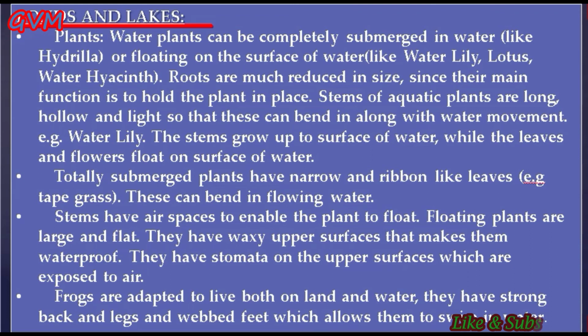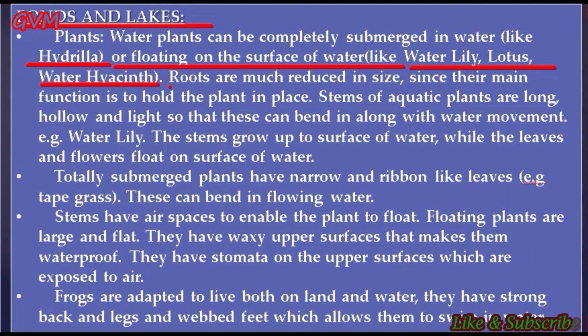Now students, the next kind of aquatic habitats are ponds and lakes. Students, the plants that are generally found in these ponds and lakes are either completely submerged in water, like hydrilla, whereas some other plants are completely floating on the surface of water, like water lily, lotus, water hyacinth, etc.